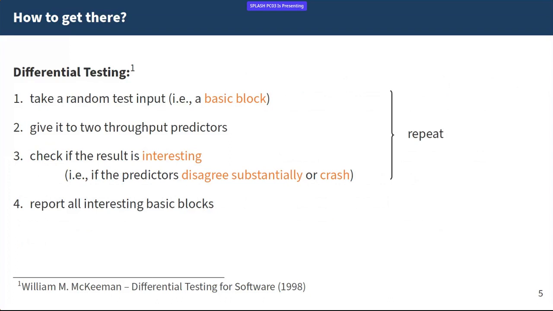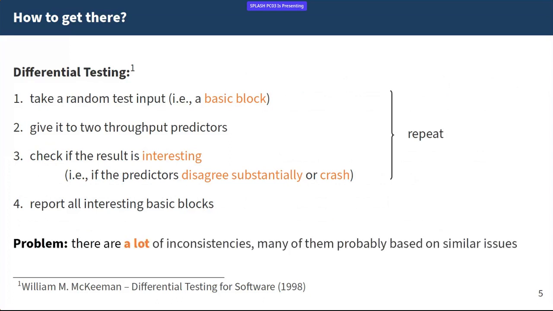This straightforward approach, however, comes with a problem, because as we've already seen in the heat map, it's really easy to stumble over a lot of inconsistencies. With the heat map, we basically already have shown that it's really easy to find thousands of inconsistent basic blocks, which is just too much for a developer or a tool user to tackle and try to figure out what the problem might be. Probably many of these basic blocks are inconsistent based on a similar issue, but it's difficult to tell from just looking at a large number of basic blocks.